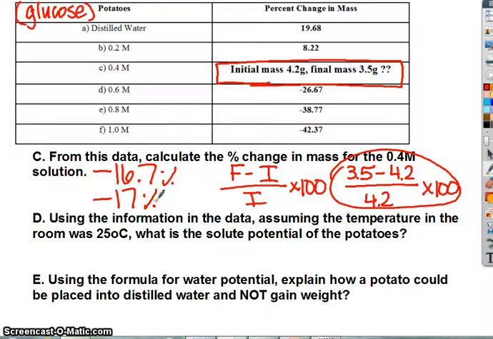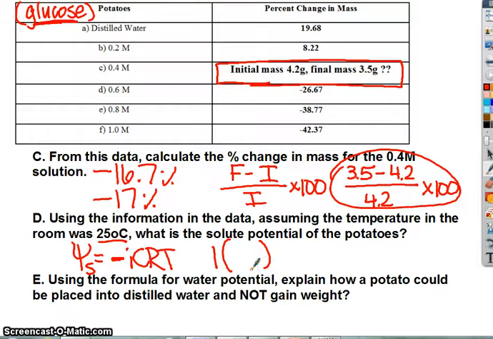All right, the second one says that the temperature was 25 degrees Celsius, and they want to know what the solute potential was. And remember, you'll have your formula sheet. So solute potential is negative iCRT. Well, i, if the solution is glucose, is going to be 1.